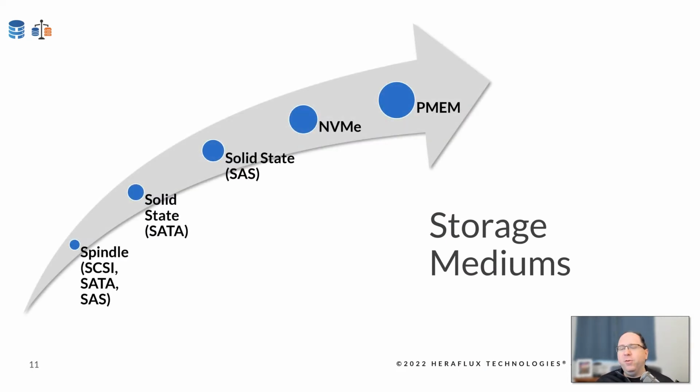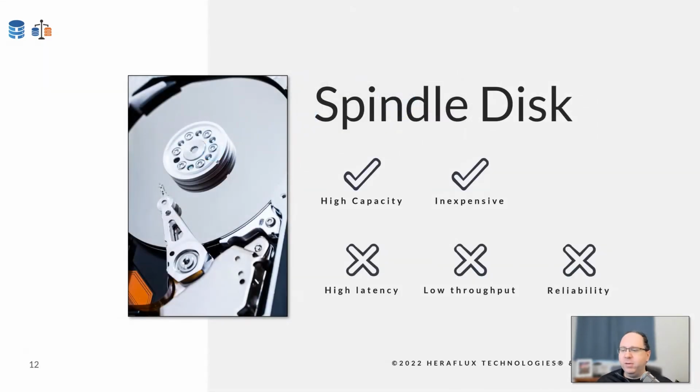So if you fast forward through time, it started with the spindle. Think of it like an antique record player for storage. It's slow. It's high capacity. It's inexpensive. But you have extremely high latency. You have low throughput. And honestly, it's a moving part. So your reliability isn't generally as good as you can get with something that doesn't physically move.